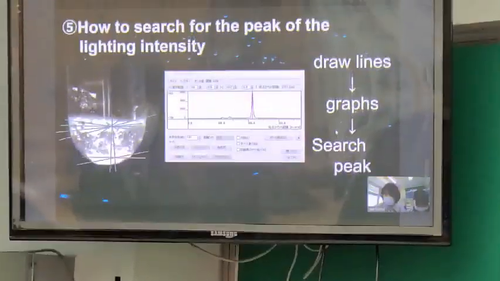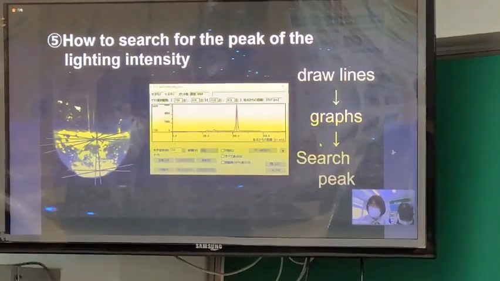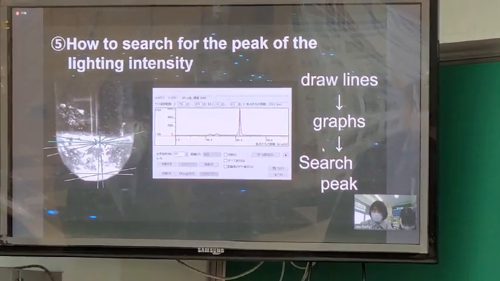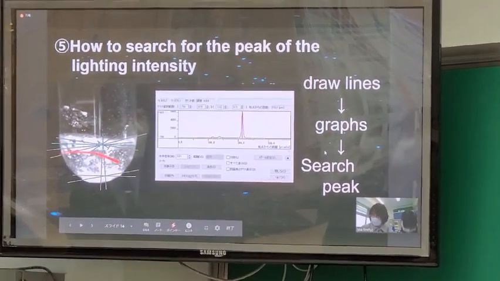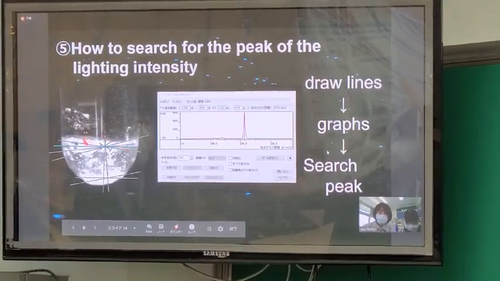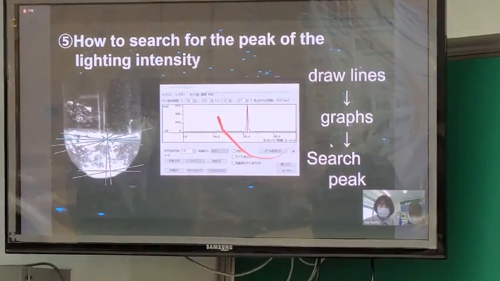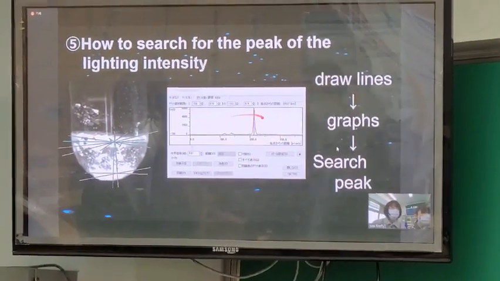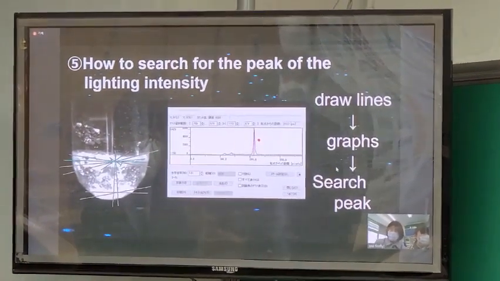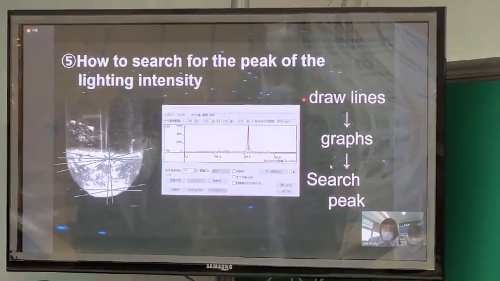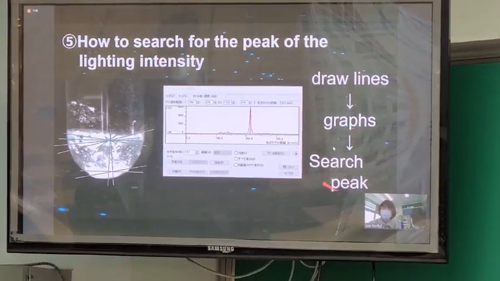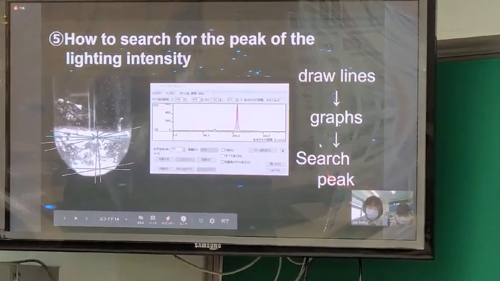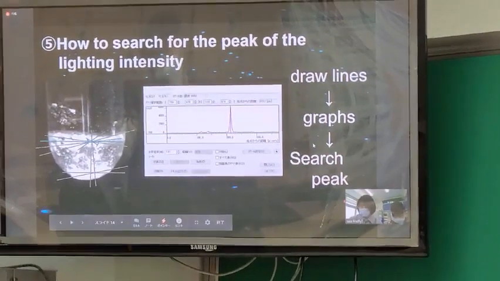This is a picture of the software being used. Look at the left picture. We drew a line, and then we get a graph like the left picture. We repeat these draw lines and get the graphs. Repeating this, we search for the peak of the lighting intensity.